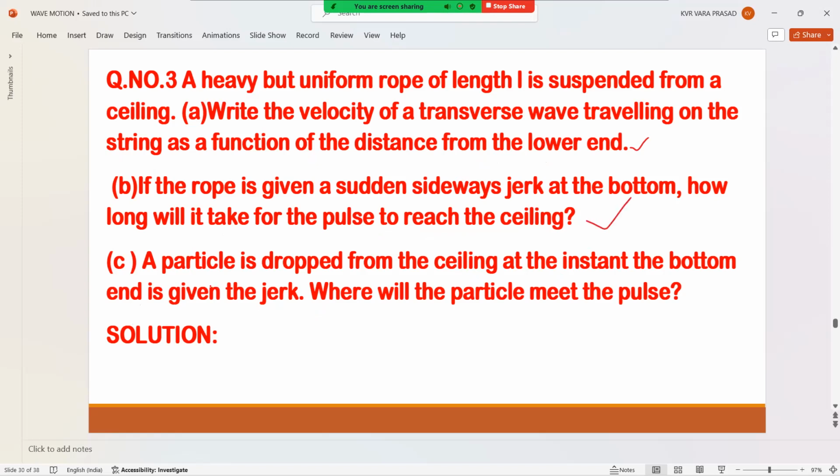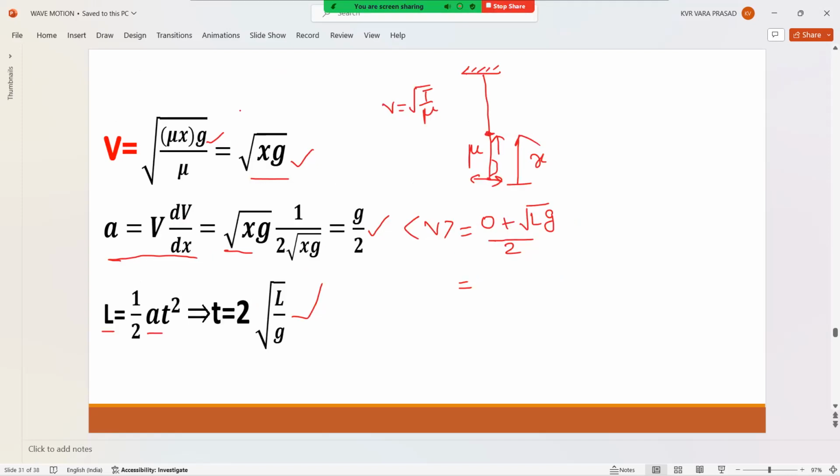Next, the third part. A particle is dropped from the ceiling at the instant the bottom end is given the jerk. Where will the particle meet the pulse? Now see how to solve it. The body is dropped from here, and this pulse is moving upwards. The body which is dropped has a constant acceleration g downwards, and this pulse is moving up with a constant acceleration g/2 upwards.